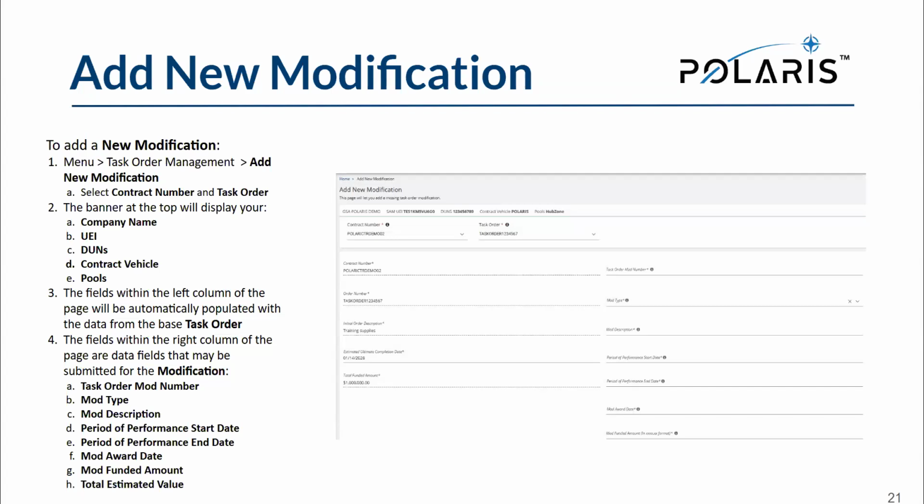Once the task order number is selected, the banner at the top will display your contract details. The details in the left column would automatically be populated from your base task order. Other required fields such as mod number, mod type, and mod award date would need to be entered manually to submit the modification. You can reference your mod documents for these details.